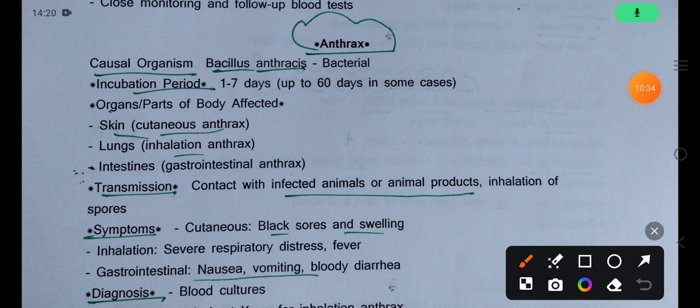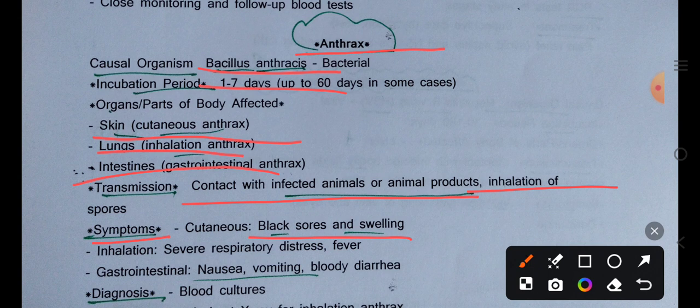Next is anthrax. So it is caused by Bacillus anthracis. Its incubation period is 1 to 7 days, or rarely 60 days. Organs or parts of the body affected are skin, lungs, intestine. Transmission occurs through contact with the infected animal or animal products or inhalation of the spores. Symptoms include cutaneous symptoms involving black sores and swellings.